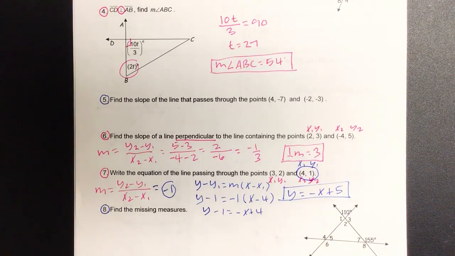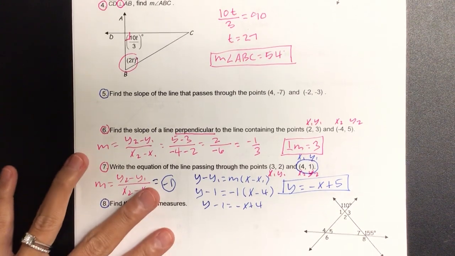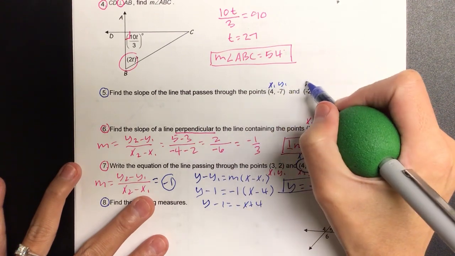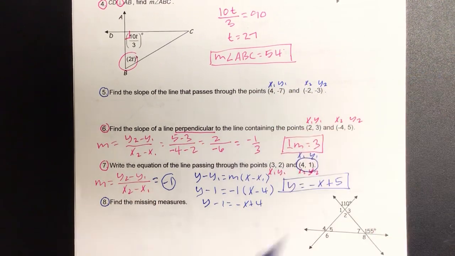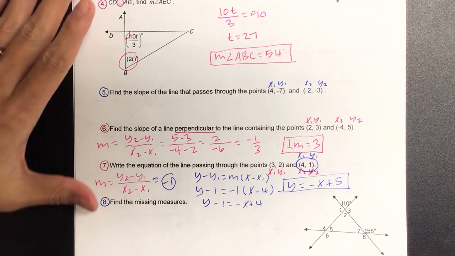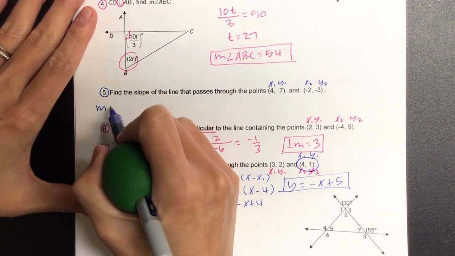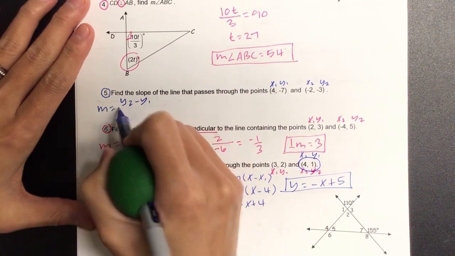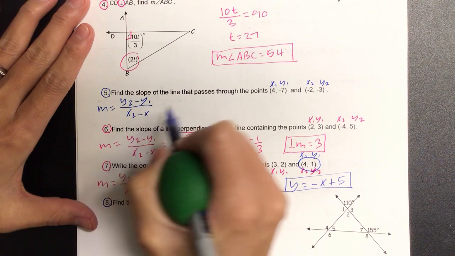Find the slope of the line that passes through the points (4, -7) and (-2, -3). Okay, let's label x1 and y1, x2 and y2. Do we all remember this whole formula? y2 minus y1 over x2 minus x1.